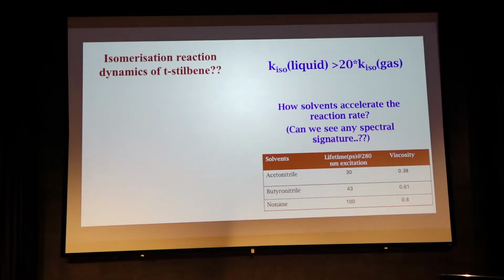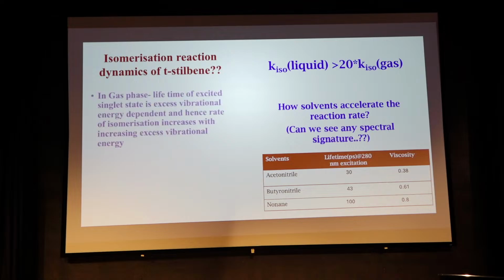What people found is the rate of isomerization in liquid is 20 times faster than in the gas phase. Similarly, if we look at the lifetime of the excited state, it is 30 femtoseconds in acetonitrile, 100 in a nonpolar solvent. So it's solvent dependent also. Not only is liquid faster, but also in fast solvents like acetonitrile, it is 30. In a very slow solvent, it is 100 femtoseconds. So people realized that the solvent is doing something to this. So we will look at what is happening.